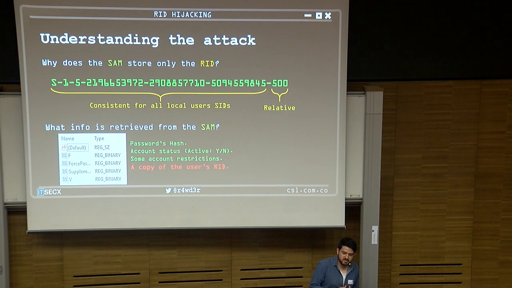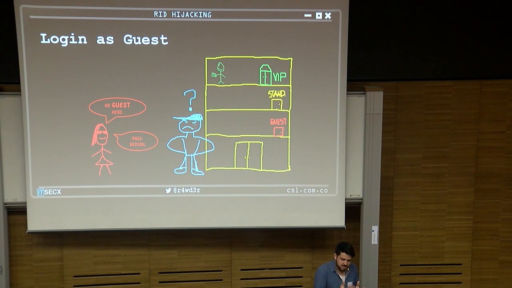The data obtained from the SAM, from the registry specifically, contains the password hash, the account status, and some account restrictions, and the pivotal one, a copy of the user RID. This is the core of the RID hijacking. We will see that in short. So let's exemplify the attack.